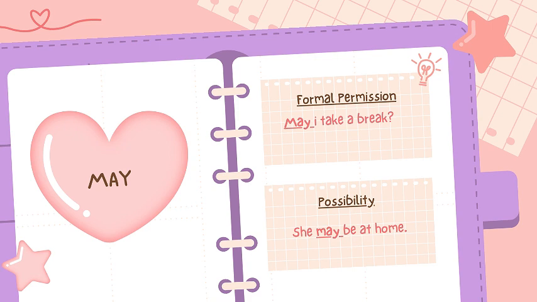After learning about can, let's look at another useful modal verb, may. We often use may to show formal permission or possibility. For formal permission, the example is, may I take a break? But for possibility, it is, she may be at home.